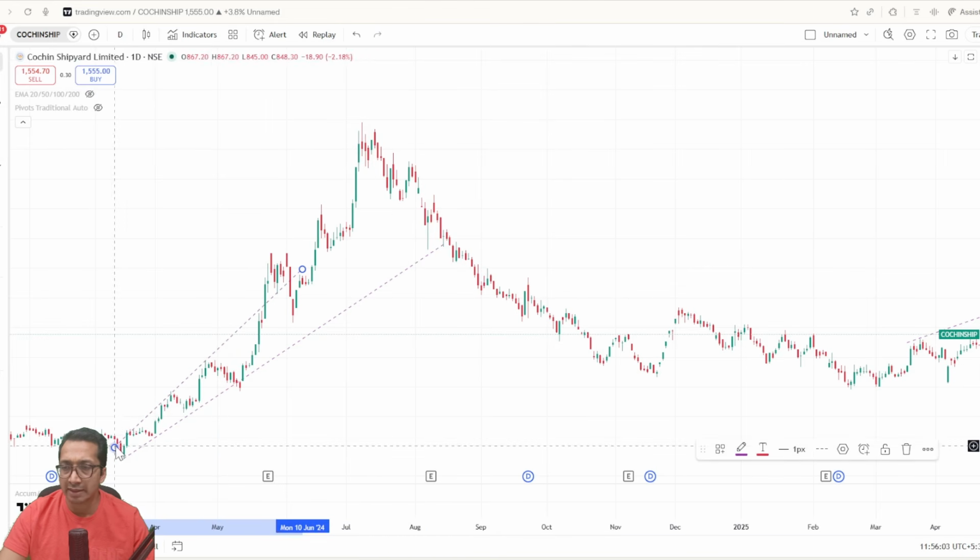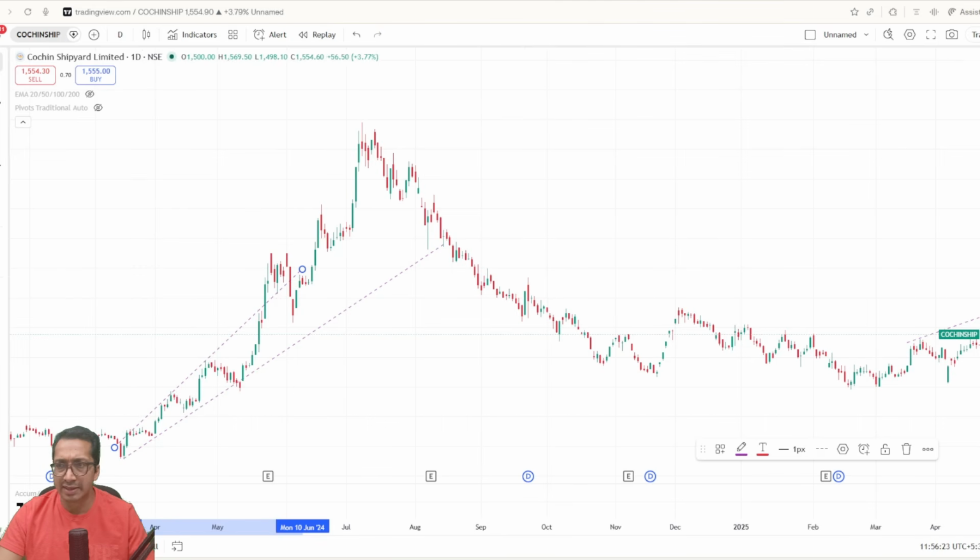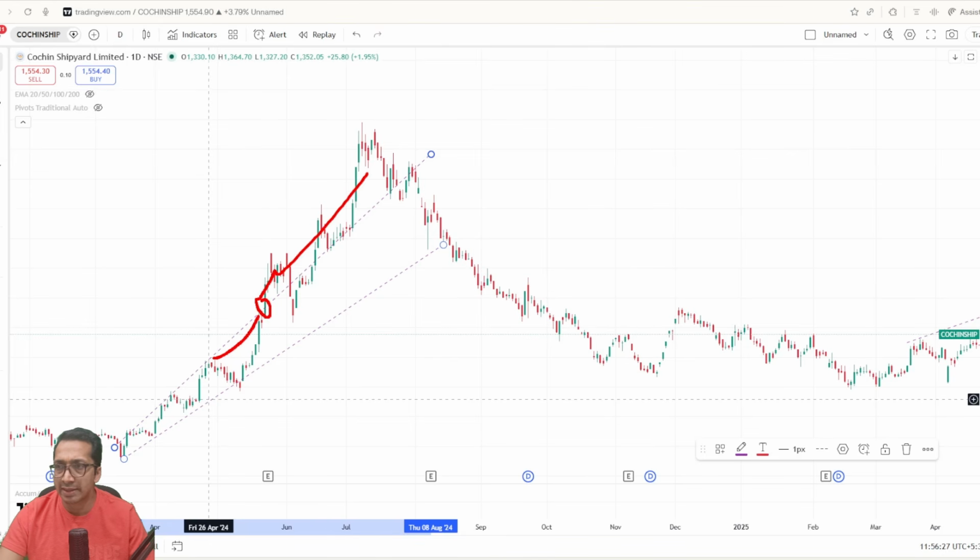right? Because I had this point available with me, this point available with me, and this point available with me. And on the lower side, I had this, I had this. So all of these points. So I could have seen that there was a channel in making. So when there was a channel in making, we will extend that channel to the upside. And now you can see that channel got broken here. And once it has broken, it has actually gone up.